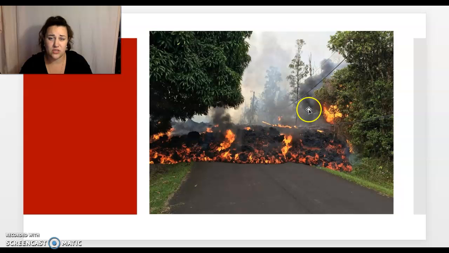It's going to burn down trees. You could see it on the wires. If there's any houses or cars that it goes over, those are going to be ruined. And you don't want to be in there because it's extremely hot and you will burn.